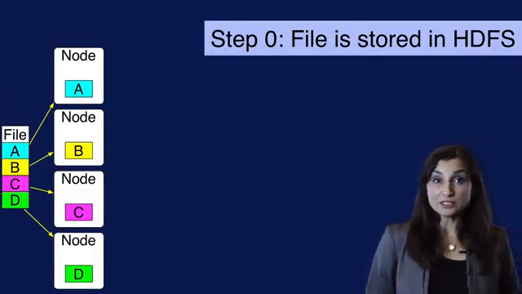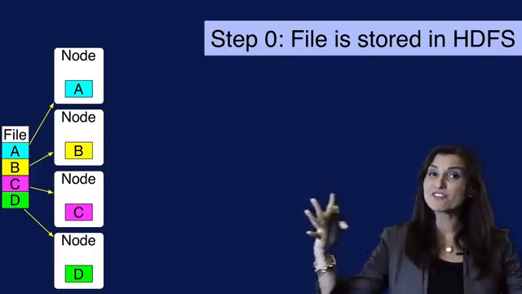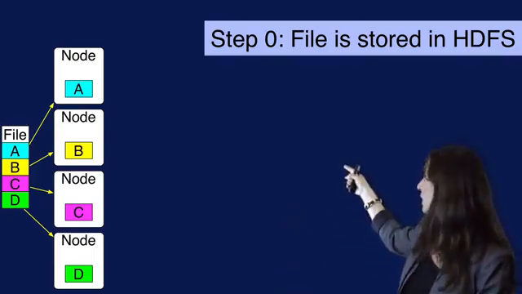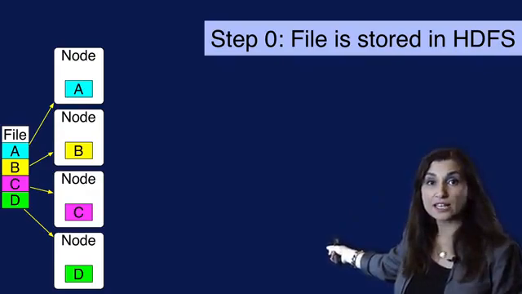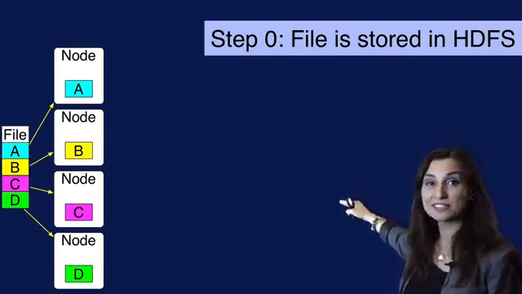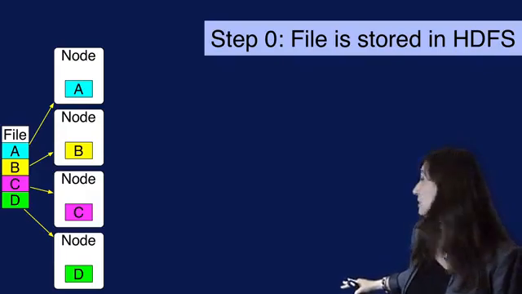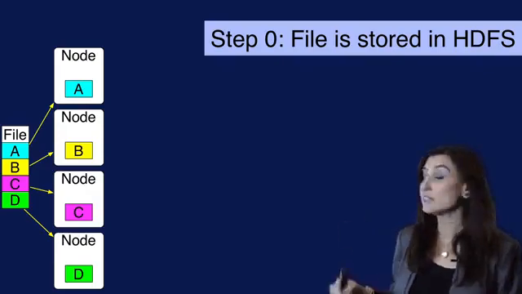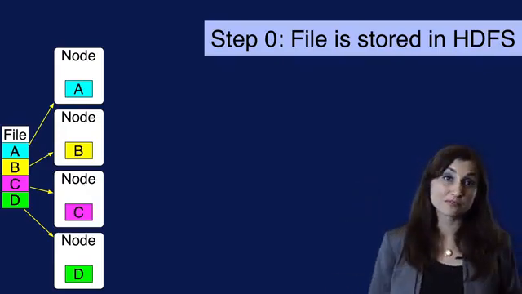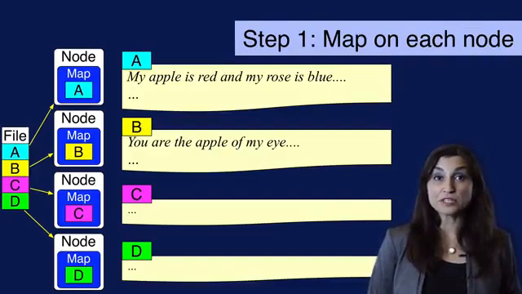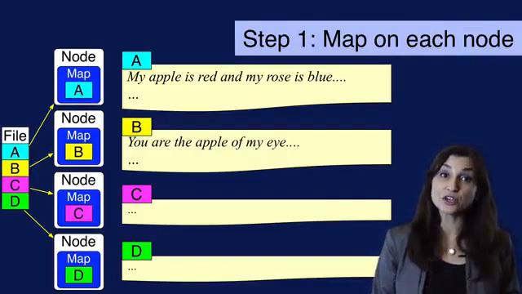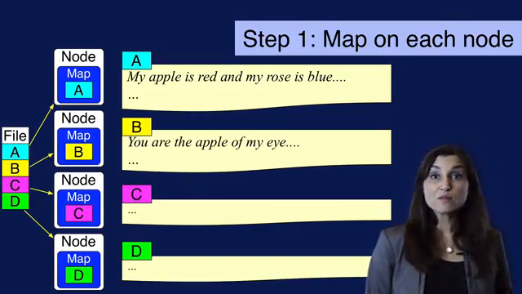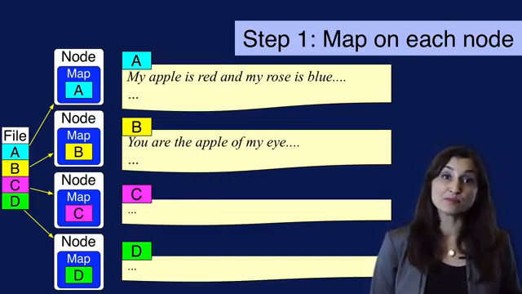For simplification, we are assuming we have one big file as an input. Before word count runs, the input file is stored in HDFS. As you know now, HDFS partitions the blocks across multiple nodes in the cluster. In this case, 4 partitions labeled A, B, C, and D. The first step in MapReduce is to run a map operation on each node. As the input partitions are read from HDFS, map is called for each line in the input.